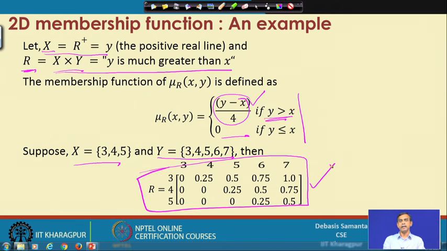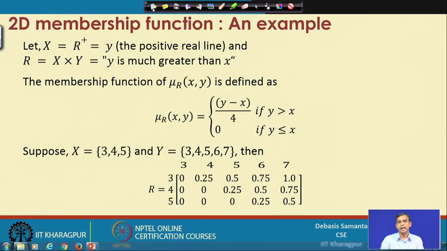So, this is another way of representing a 2D membership function, also a binary relation, other than the max-min composition that we have discussed. There are many interpretations that can be applied, and then the fuzzy relation can be obtained.